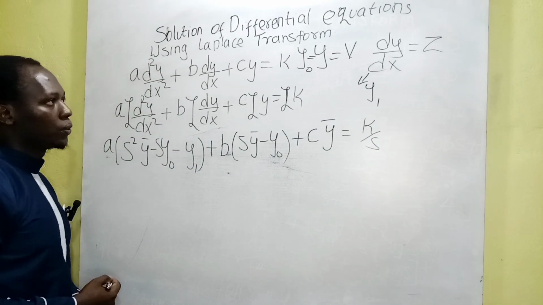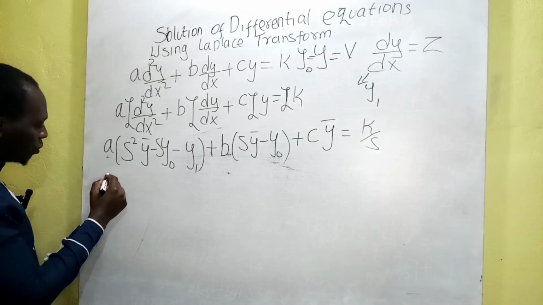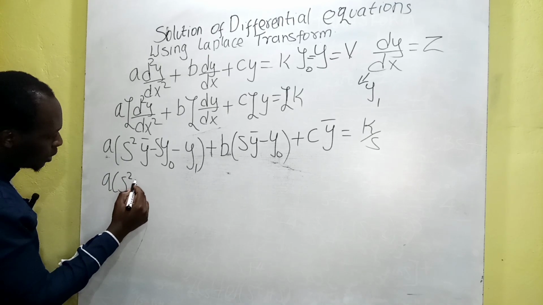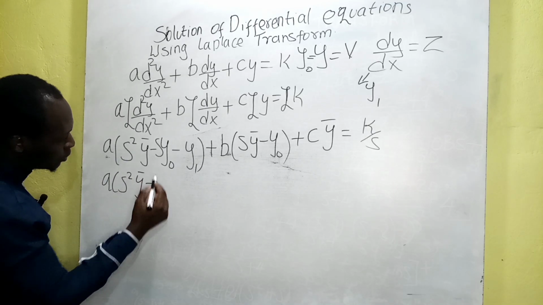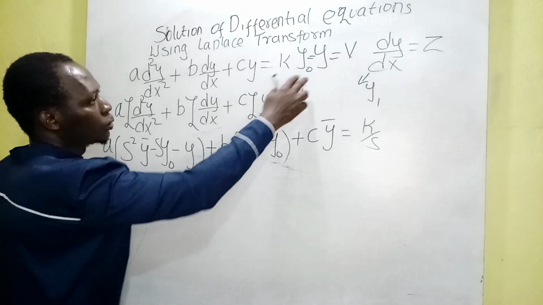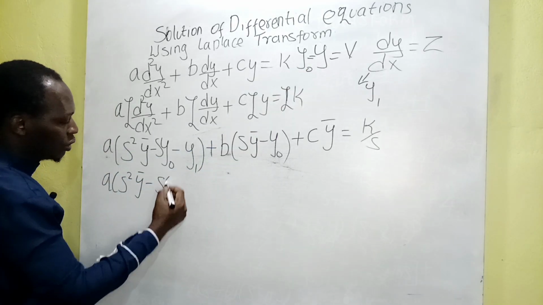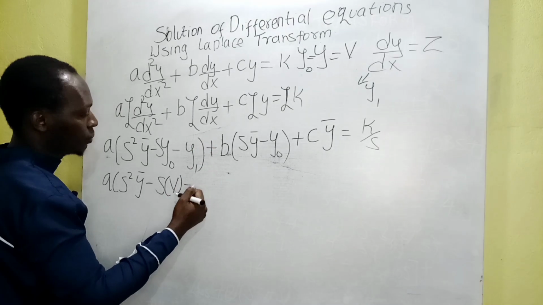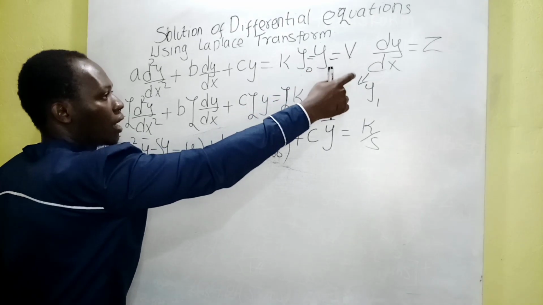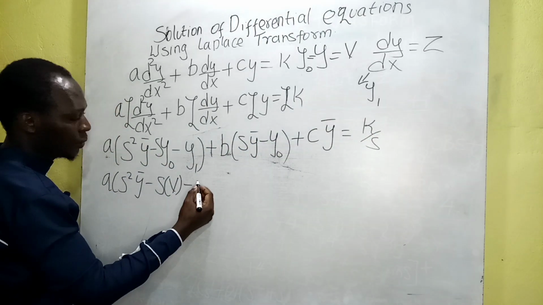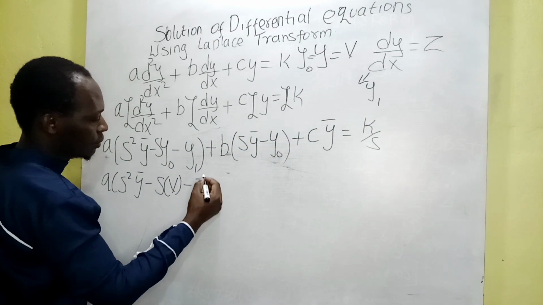That is all you need to understand, to mean that now we are going to have a into s square y bar we subtract from s, but we say that y naught is equals to y here, to mean that we are going to replace now with v. We come and subtract from y, dy with respect to dx is equals to y1, to mean that we are going to have z.